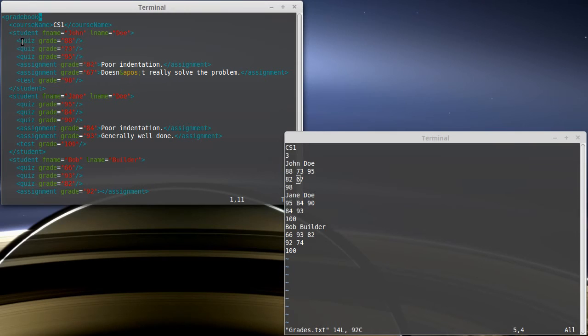And it's also more documented. We know that these are quiz grades, we know that these are assignment grades, and this is a test grade, whereas over here we would have had to just guess at those things. So that is a sample XML file that has meaning to it, and hopefully that helps you to see some of the advantages of how we might transfer these things over.